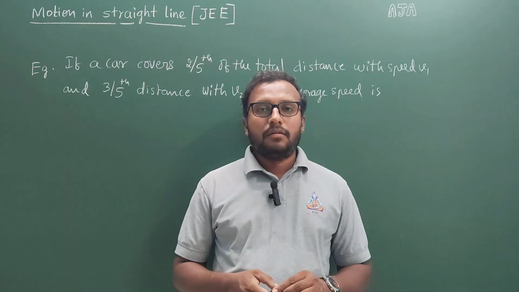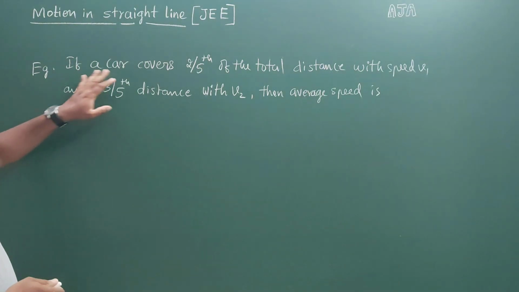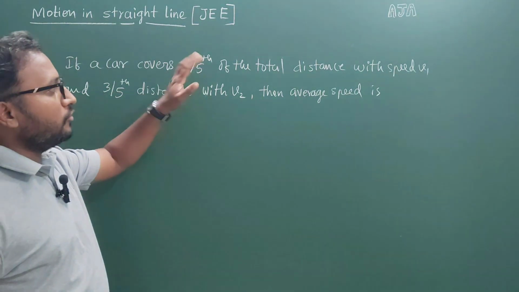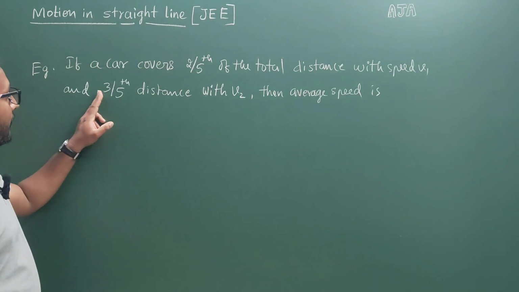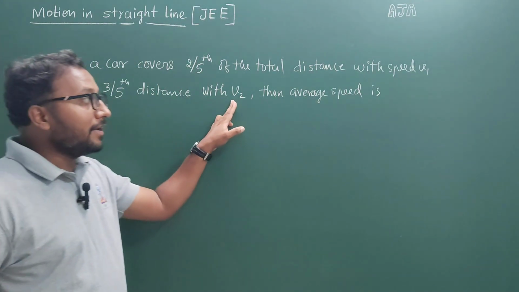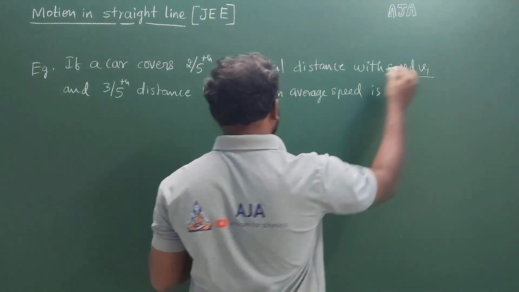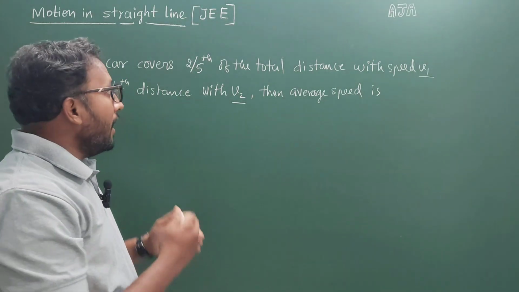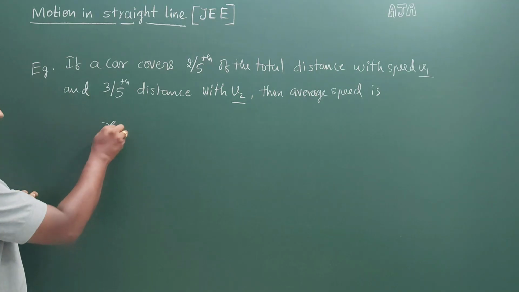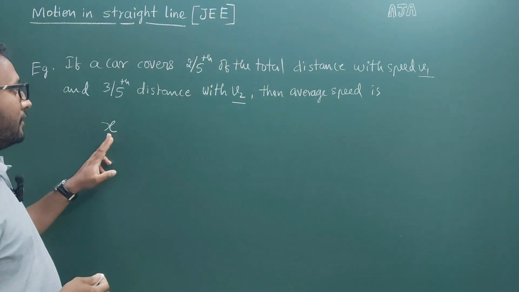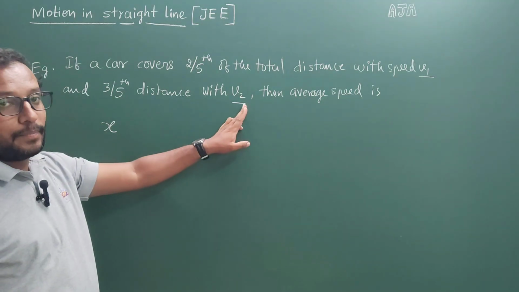This is the formula for distance average speed. Here is an example to understand it. There is a car which covers 2 by 5th of the total distance with the speed V1, which is not given, and the next 3 by 5th of the distance with the speed V2. Then how to calculate the average speed? Here two speeds V1 and V2 are given at different distances. Say for example, the total distance is x, and 2 by 5th of the total distance is with the speed V1, and the next 3 by 5th of the total distance is with the speed V2.